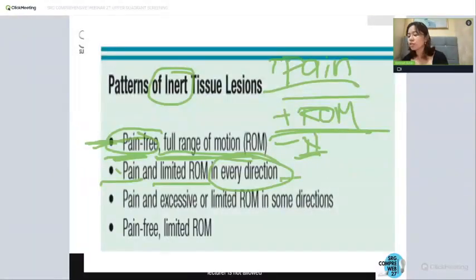So with this kind of pattern of lesion po, the next thing or the best course of action for you to do po is to actually check the capsular pattern. So you notice, okay, there is limitation of motion in every direction.